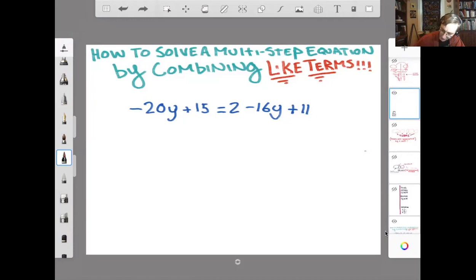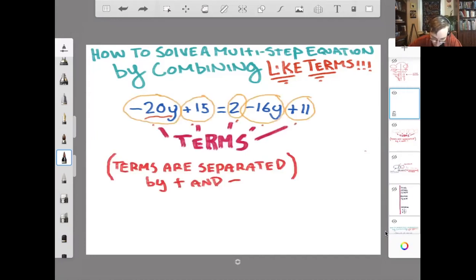Okay, decision made. Now, this is a multi-step equation that includes variables. In order to solve this equation, you have to identify and combine like terms. So the first question you might have is, what is a term? A term is numbers in the problem that are separated by addition and subtraction.